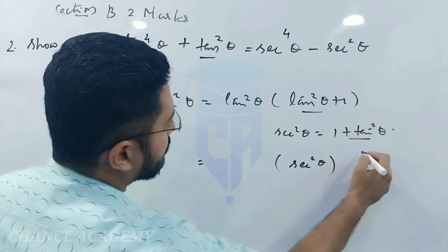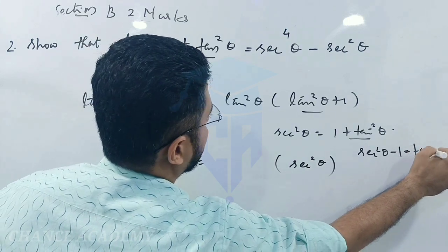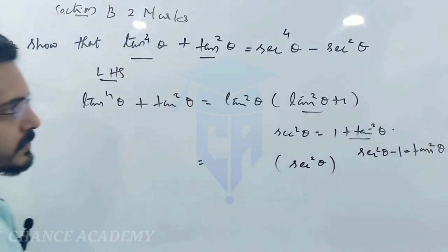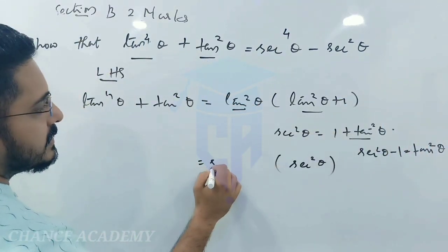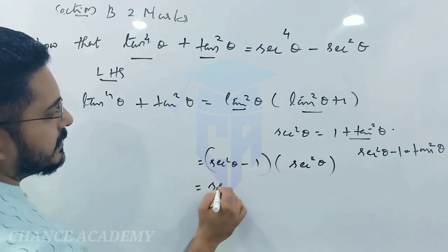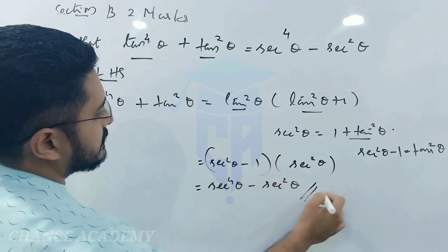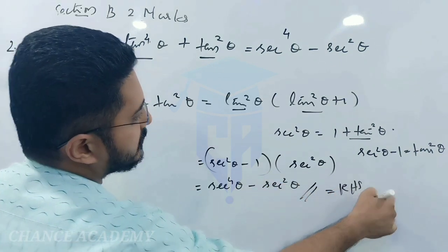And tan square theta is actually sec square theta minus 1. So this can be replaced with sec square theta minus 1. Now expand this, you will be getting sec raised to 4 theta minus sec square theta. That's your RHS. So hence proved.